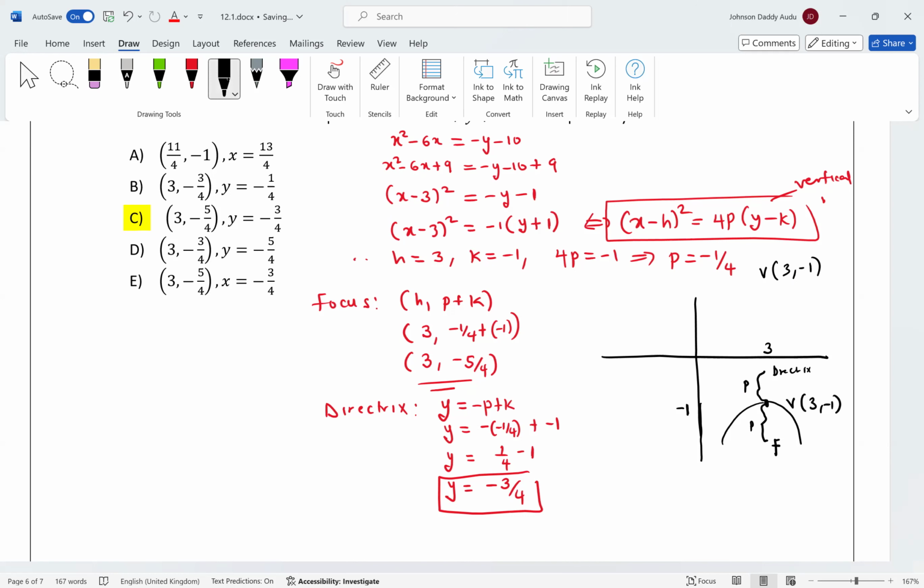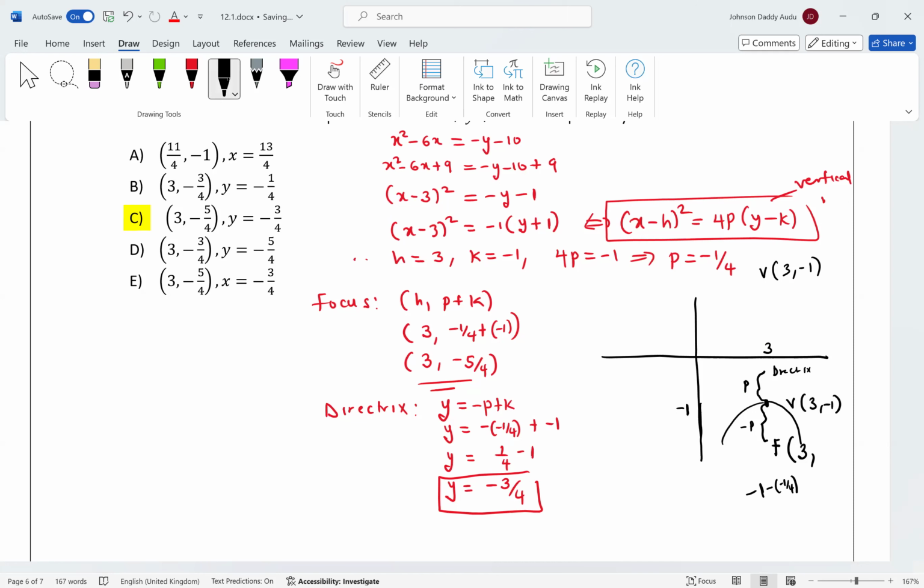So it means our focus is still going to be 3, right? Remember, this is minus 1. So you are coming down a distance of what? P. Remember, the distance of P is what? P is minus 1 over 4. So you just need to substitute. The x-axis does not change, so only the y-axis changes. So it's just going to be minus 1. Then what is the P? Remember, the P is minus 1 over 4.